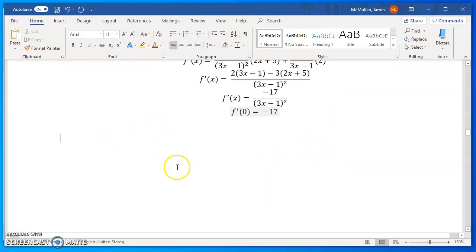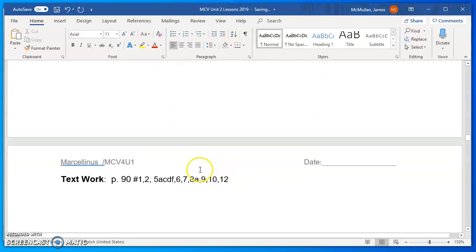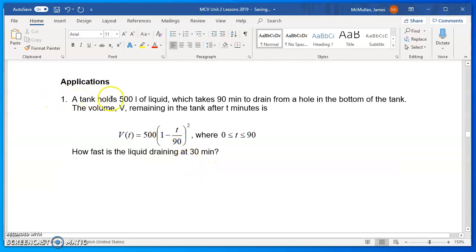Okay, now the last thing to do today is just an example of an application question. It says a tank holds 500 liters of liquid. It takes 90 minutes to drain from a hole at the bottom of the tank. The volume remaining in the tank after t minutes is given by this quadratic. How fast is the liquid draining at 30 minutes?